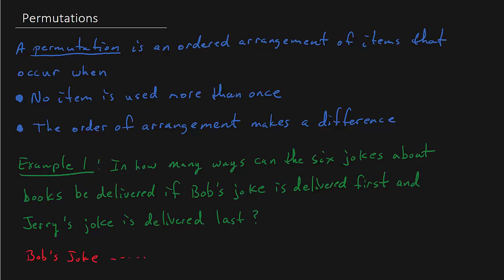All right, so in this video we're going to talk about permutations. So what is a permutation? A permutation is an ordered arrangement of items that occur when no item is used more than once and the order of arrangement makes a difference. Okay? So no item is used more than once, and the way that you choose the items makes a difference, the order in which you choose them.